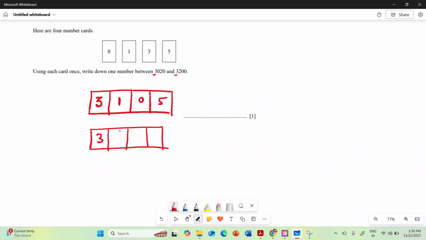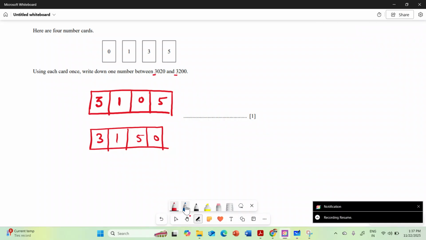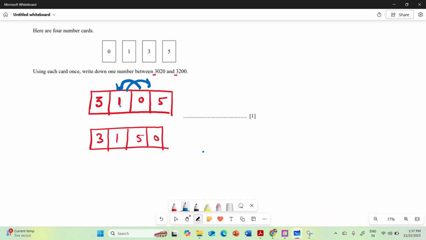For the second number I can take the starting number 3, and this is 200. So here I will write 1, 5 and 0. But if I write 0 here and this one here, it is not coming between this number. And if I write 5 here and 1 here, this number is also not coming between these numbers. So these are my answers.